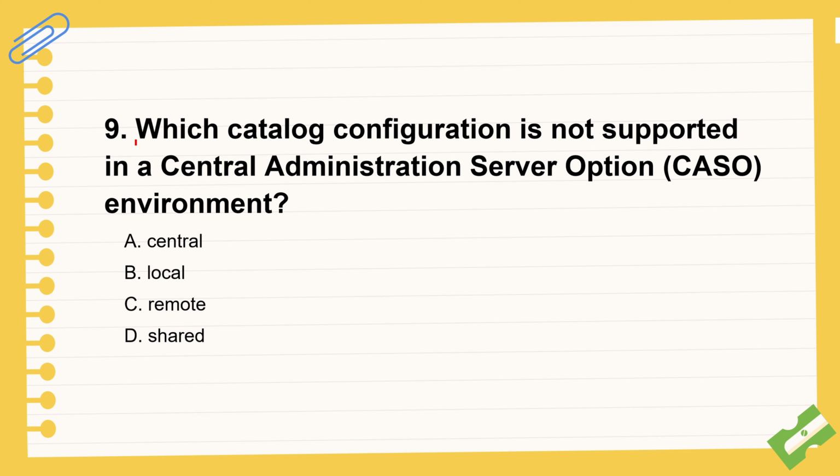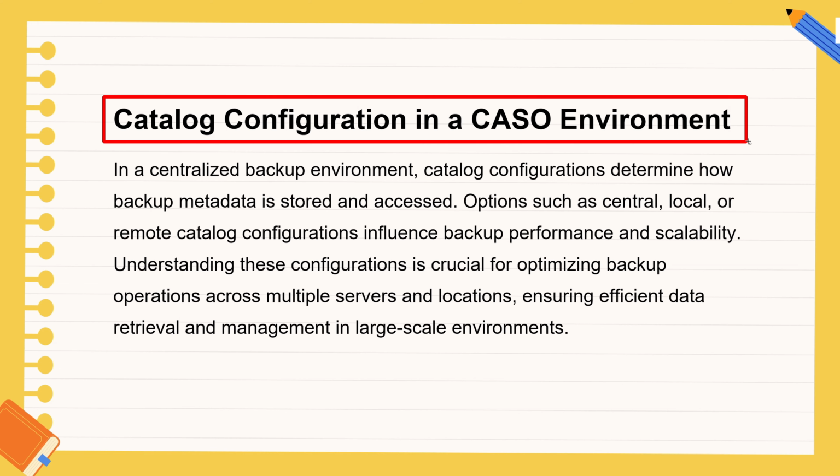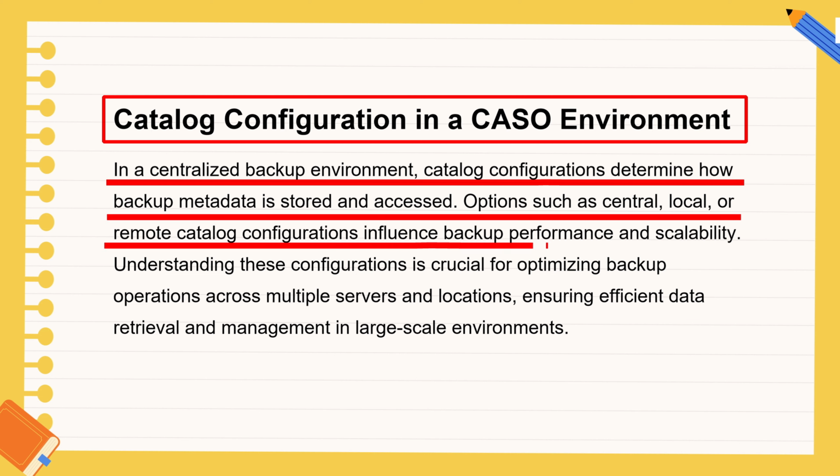Question 9. Which catalog configuration is not supported in a central administration server option environment? The knowledge points of this question are: catalog configuration in CASO environment. In environments where you manage backups centrally, understanding how to set up your catalog, whether it's centralized or spread across locations, helps optimize how you store and access backup info. This setup affects how quickly you can find and restore data across your network.